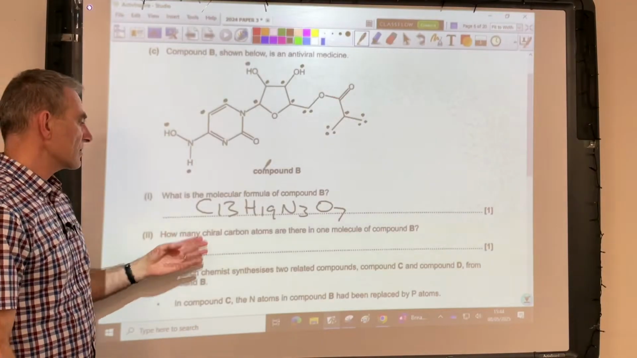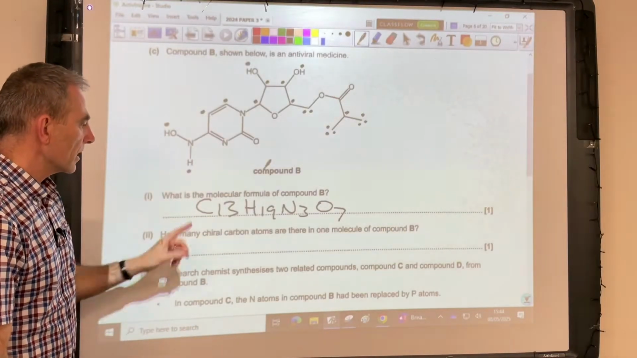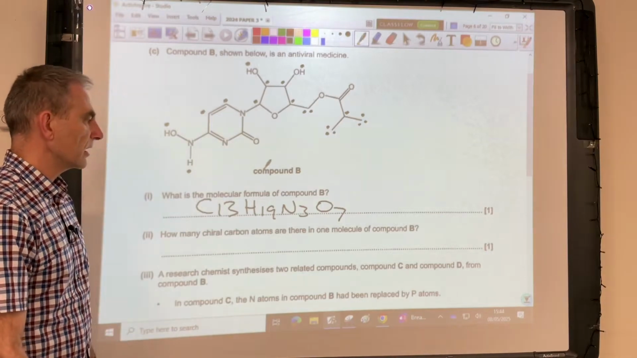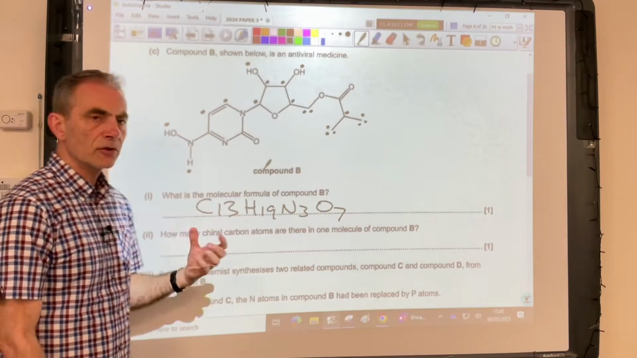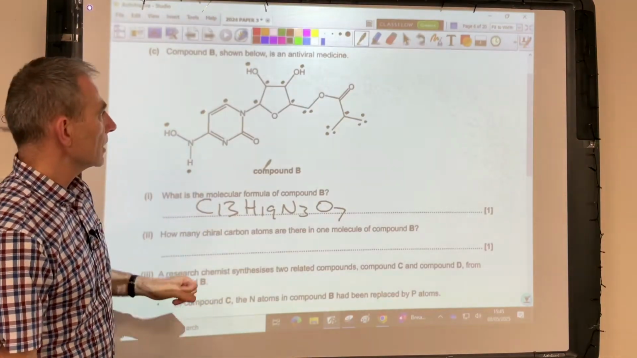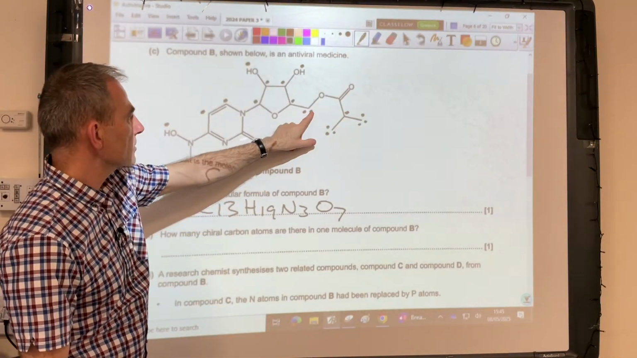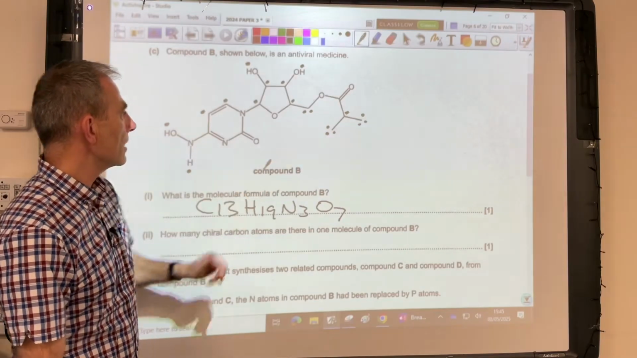Moving on to part C. So the molecular formula of compound B is that there, C13H19N3O7. So the little black dots that I've drawn on there show where the hydrogens are, and you can see obviously you've got 2 hydrogens here, and you've got 3 there.